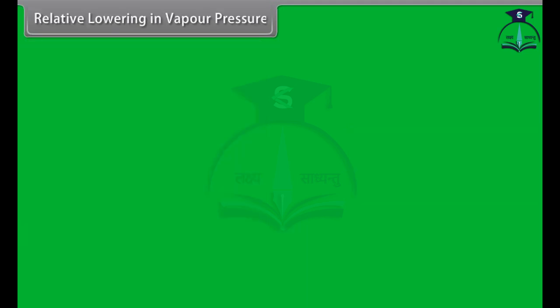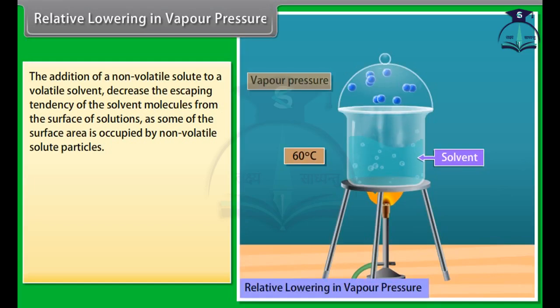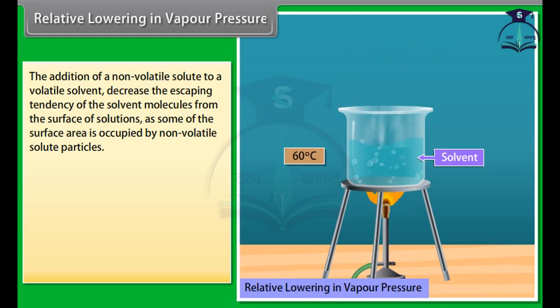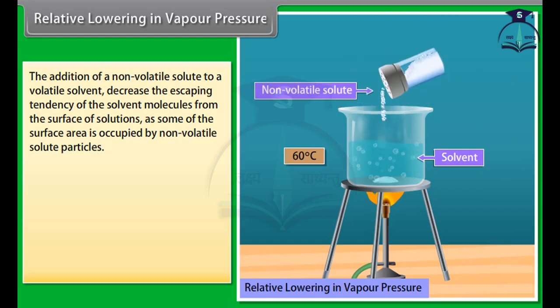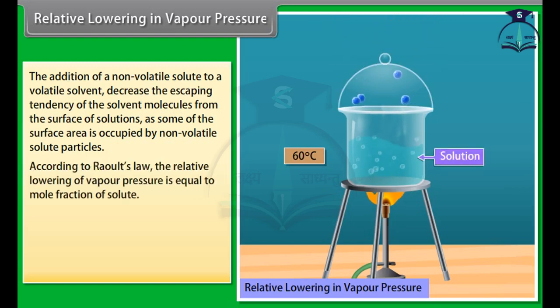Relative lowering in vapor pressure. The addition of a non-volatile solute to a volatile solvent decreases the escaping tendency of the solvent molecules from the surface of the solution, as some of the surface area is occupied by non-volatile solute particles. According to Raoult's law, the relative lowering of vapor pressure is equal to the mole fraction of solute.